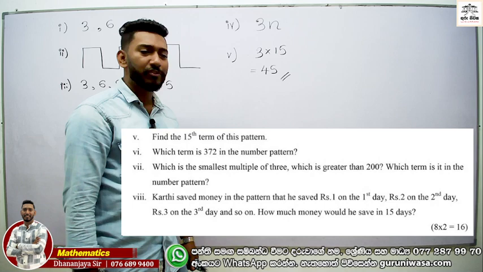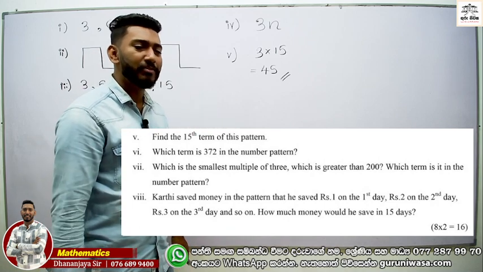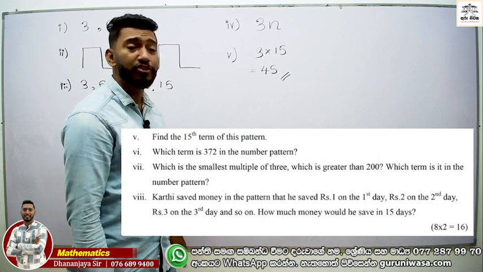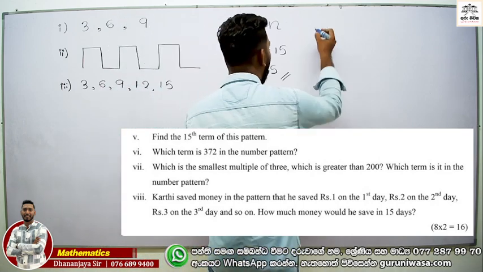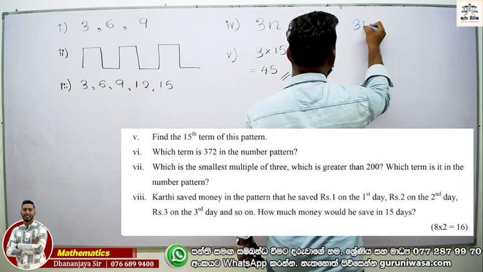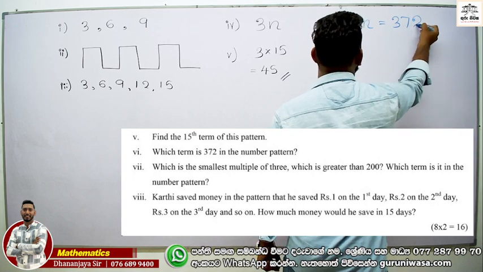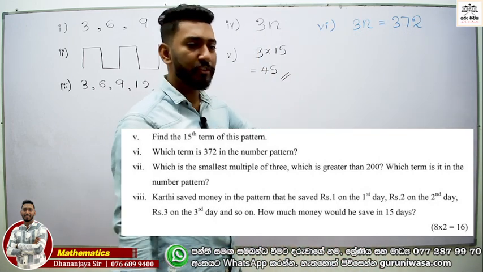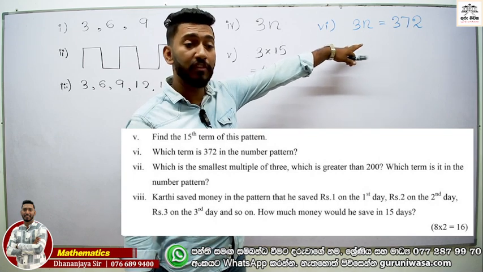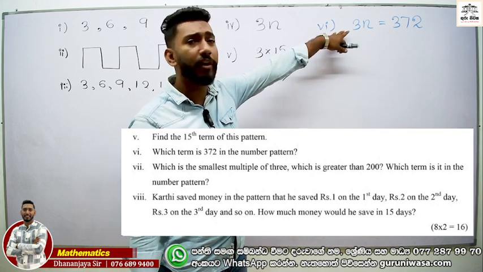And the next type is a very specific thing. Which term is equal to 372? Now you have to equate 372 to the 3n, because our general term is 3n. Now, which term is equal to 372? What to do? You have to find the value for n.